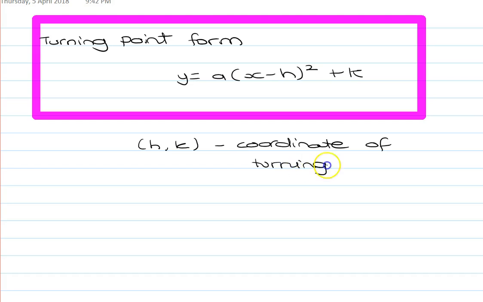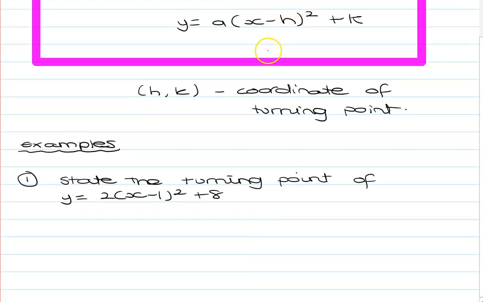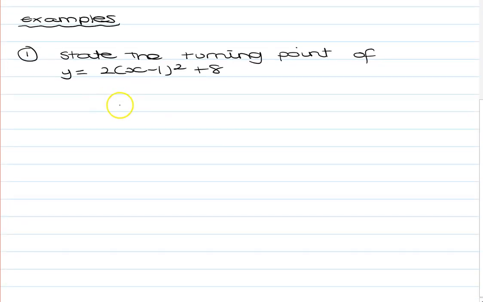I'll give you a couple of examples on how we do that. We're going to state the turning point of the graph y equals 2(x minus 1) squared plus 8. You'll notice that the h value is 1, even though the negative belongs to the 1. Remember, in our general form, it's got to be minus h. So h is just 1, and the k value is 8. So the turning point is (1, 8). And you can check that on a ClassPad or any graphics calculator.